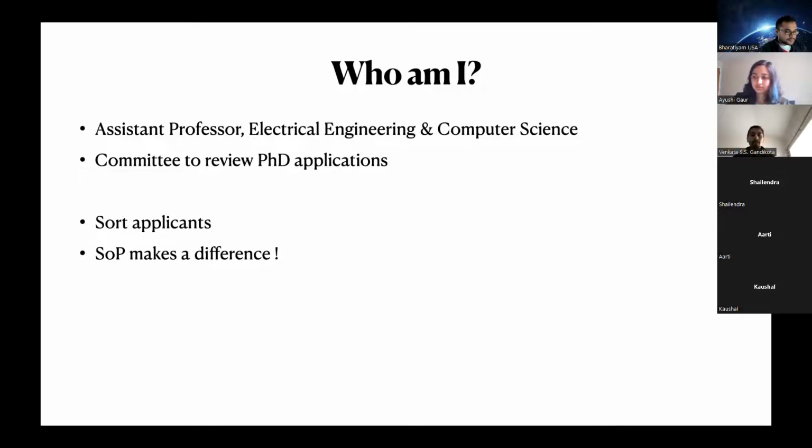Being a part of the committee, what I have gained is experience in understanding which applications are good and which are not so good, because it is very easy to distinguish between people who have put effort into writing an SOP and people who have not, who just do some kind of work at the last minute, just before the deadlines, to push out some SOP. Okay.